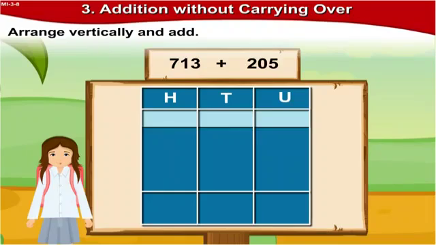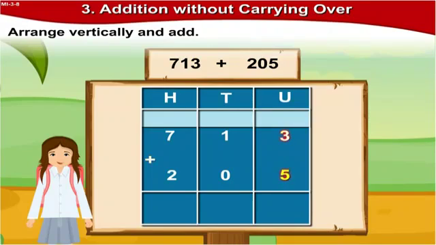713 plus 205. First we'll arrange them vertically, so we'll write HTU. 713 would be 700, 1 ten, 3 units, plus 200, 0 tens, 5 units. Now let us begin the addition from the ones column.